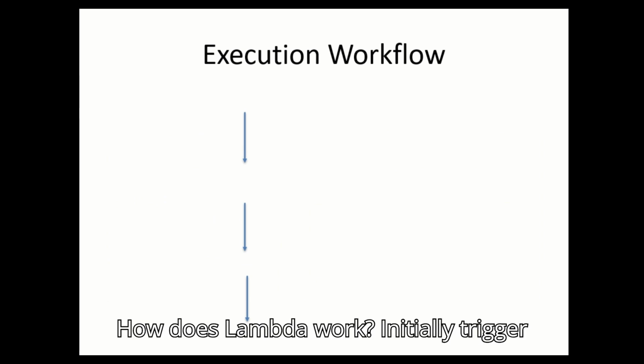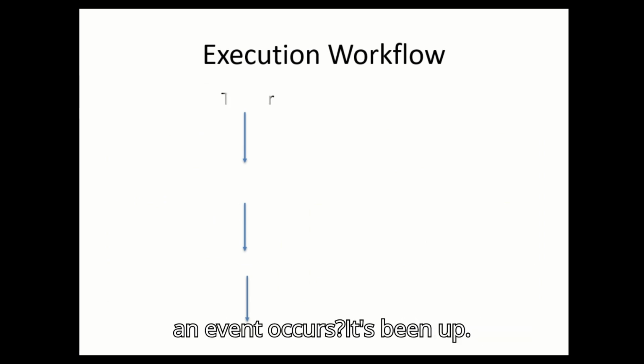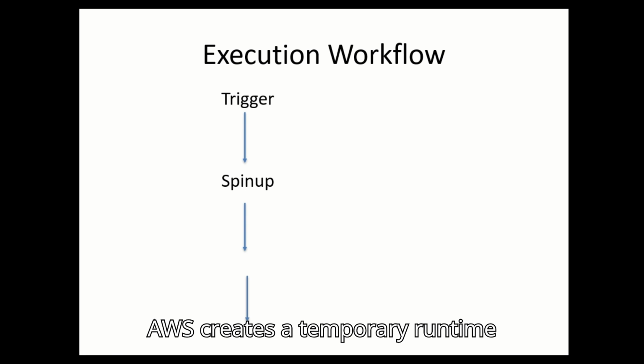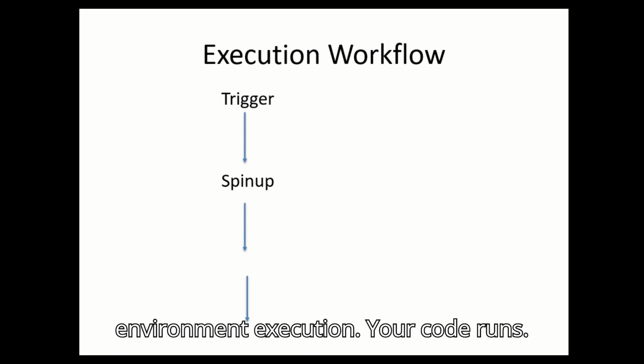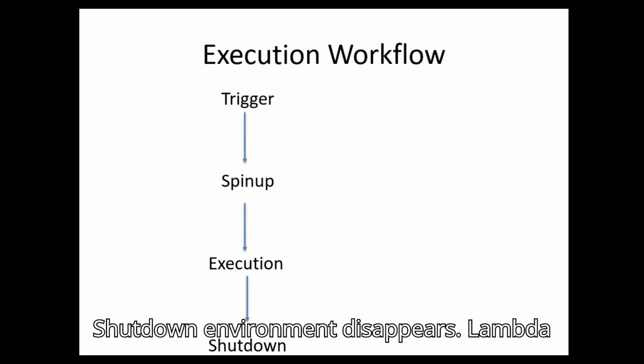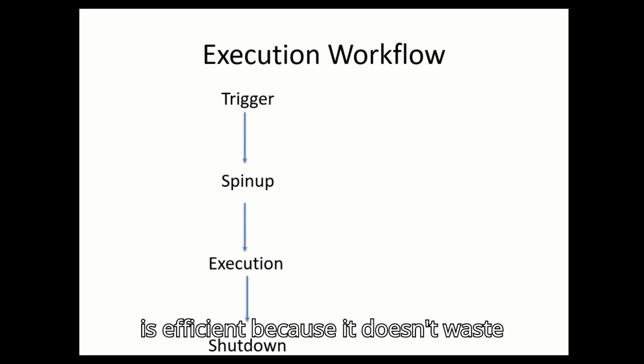How does Lambda work? Initially, a trigger event occurs. Spin up: AWS creates a temporary runtime environment. Execution: your code runs. Shutdown: the environment disappears. Lambda is efficient because it doesn't waste resources running idle servers.